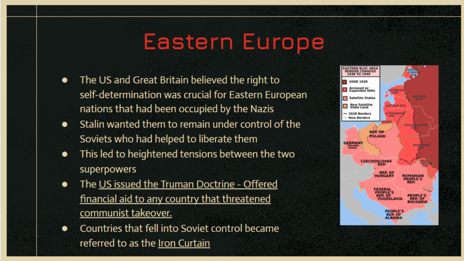And so, in response to this, the United States issues what's called the Truman Doctrine, and it offers financial aid to any country that feels threatened by a communist takeover. They'll pay them money to help rebuild themselves and create a more stable government and country in return for not turning to communism. What ends up happening is that countries that do fall into Soviet control became satellite states of the Soviet Union, and we refer to that divide between them as the Iron Curtain.